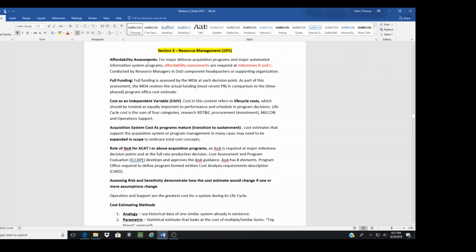So, affordability assessment. Highlighted here, you can read through all the other words, but what I want you to note is that affordability assessments are required at both Milestone B and Milestone C, conducted by the resource managers in the DoD component.